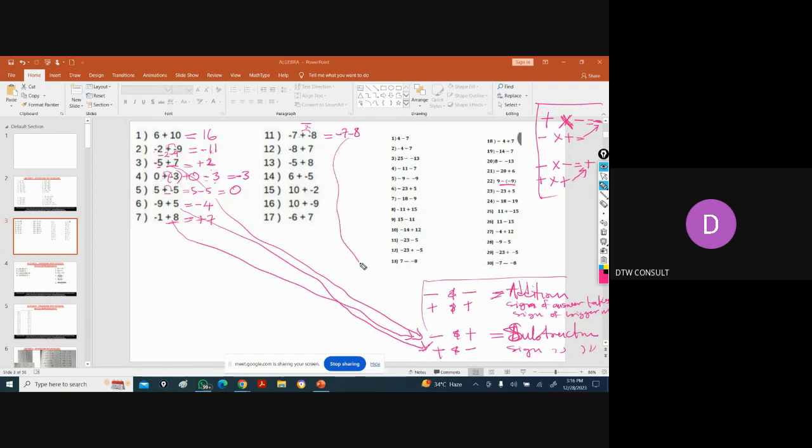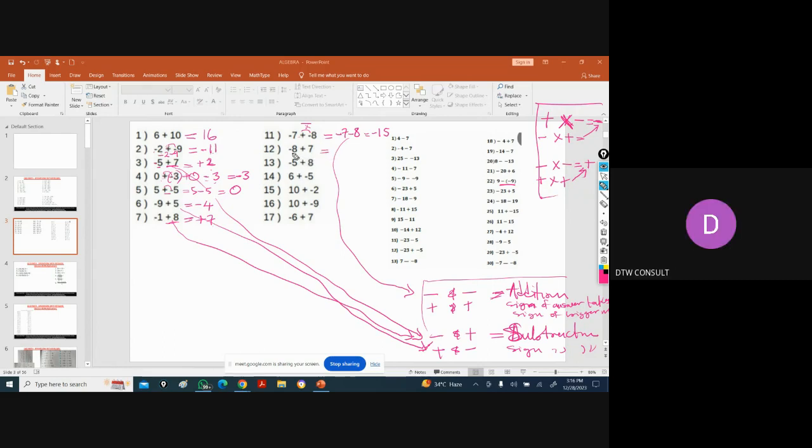So what is negative 7, negative 8? We come to our rule. When we have two negative numbers, what do we do? We add. So we have 7 plus 8. It gives us what? Negative 15. So we have negative 15 as our answer. Are you with me? Yes.